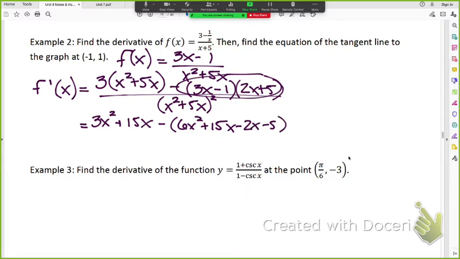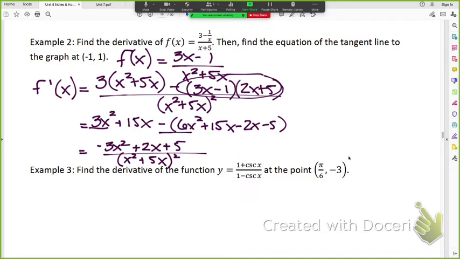Because I'm not doing anything to the bottom, I'm just going to skip writing that right now for the sake of space. That's going to give me negative 3x squared when I combine this with this. 15x minus 15x will cancel. That minus negative 2x will give me plus 2x plus 5 over the bottom squared. All right, so that's my derivative.